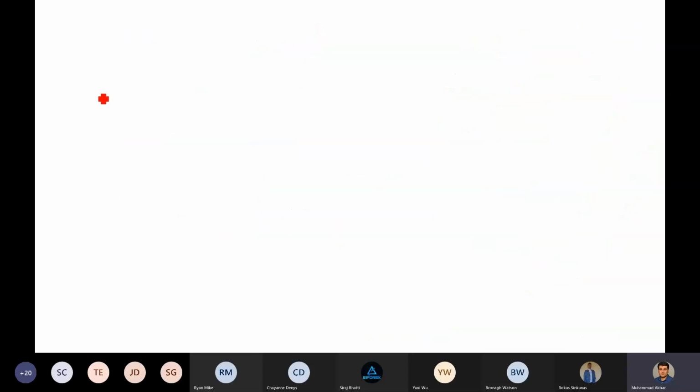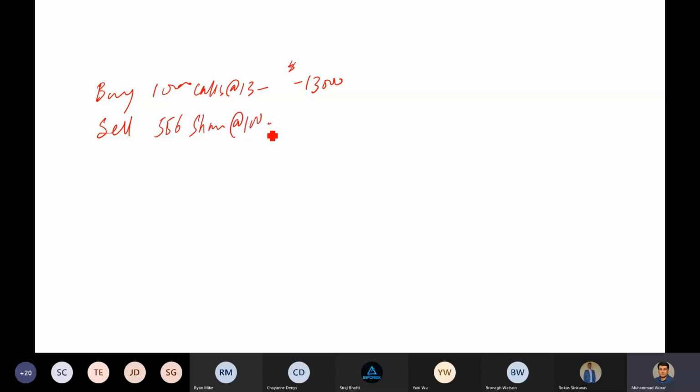If it is underpriced, you see what you will do. You will buy the calls. Whatever is underpriced, you know the rule is, buy it. So buy 1,000 calls, and these calls will be available at 13. So you will be investing how much money in it? 13,000. And at the same time, what you will do? You will sell 556 shares, because that is what the hedge ratio suggests, at the rate of 100.